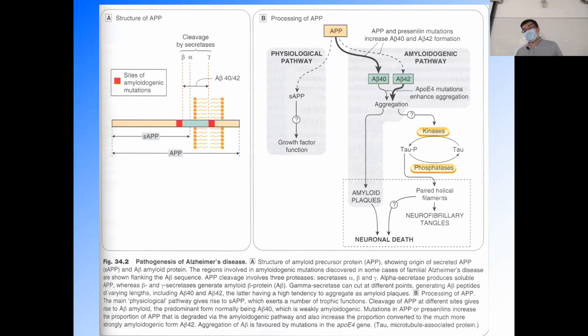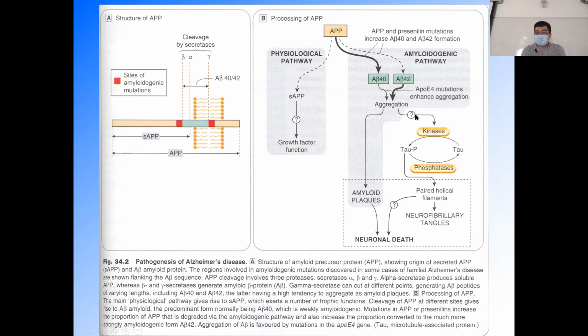Now, there are also arguments or ideas whether it's the soluble one or the insoluble one that is more toxic to the neurons or causing the neuron dysfunctions. That also has been argued, and there's still no legal conclusion. Okay, so anyway, that will form the aggregations that may form the amyloid plaque. So that is believed to cause the neuron cell death.